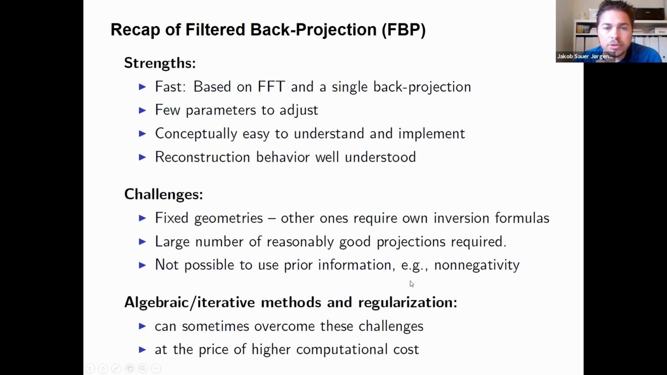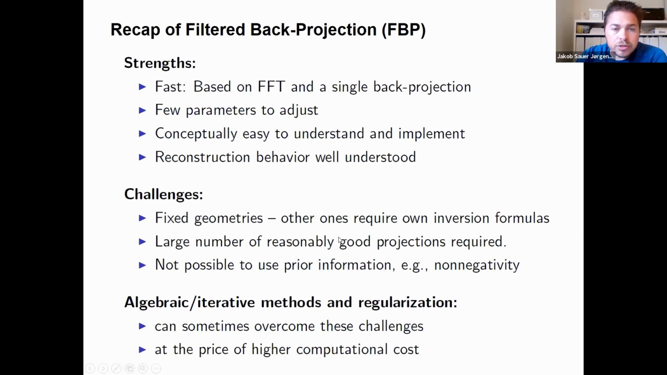Also, it's not possible to incorporate any sort of prior information that you may have about your image, such as we saw with the SIRF algorithm. You can say, I don't like negative pixels. Please, can I just have positive or zero valued pixels? We can't do anything like that with FBP.